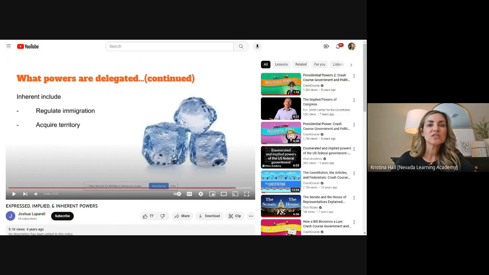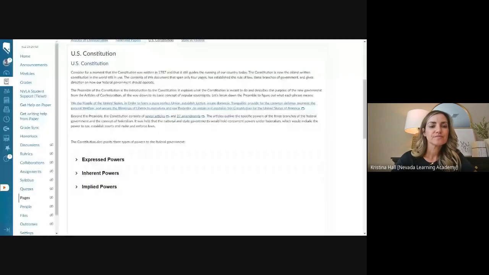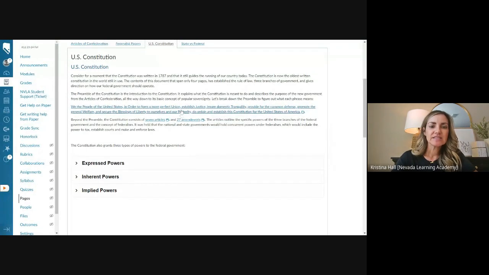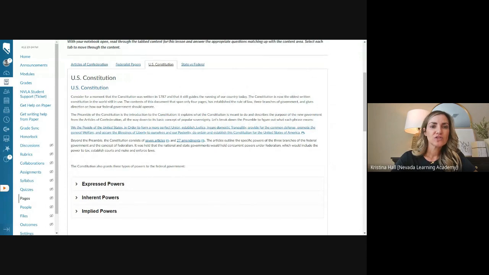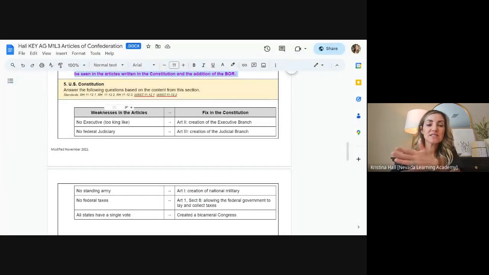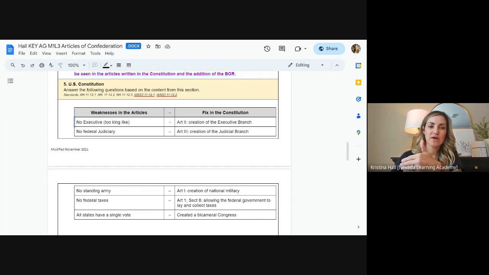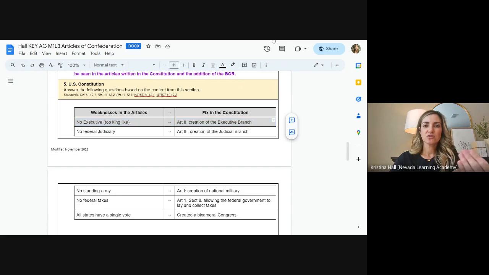All right, so let's go over into Canvas. So we're going to go over to our notebook. All right, so weaknesses that were in the articles and how were they fixed in the Constitution. So here's one. There was no executive. There was no central leadership. So they didn't want a king. So we solved that by putting in the executive branch, aka the president.